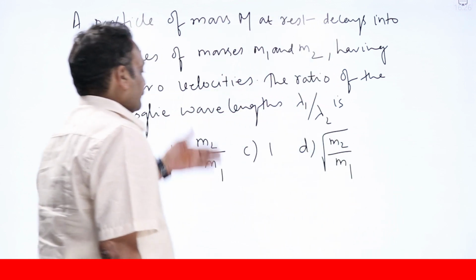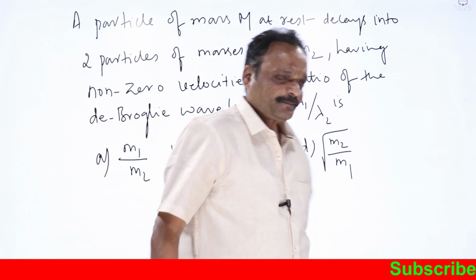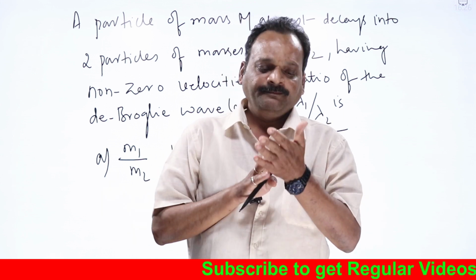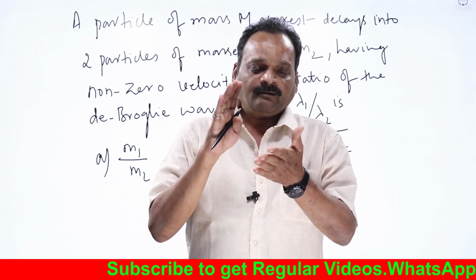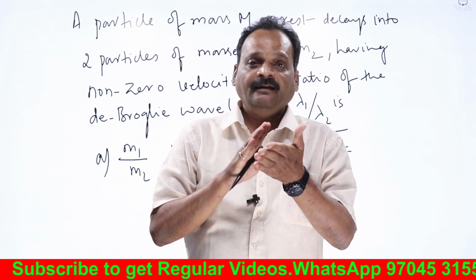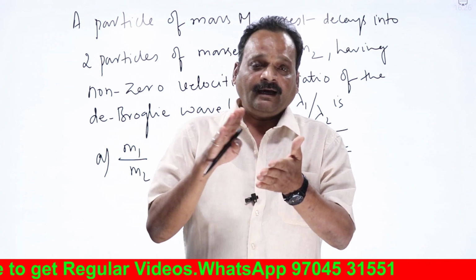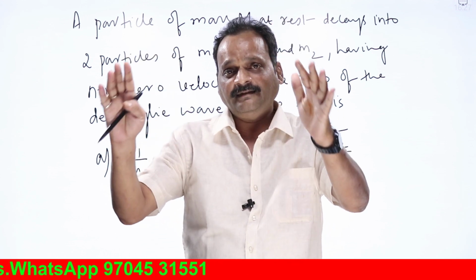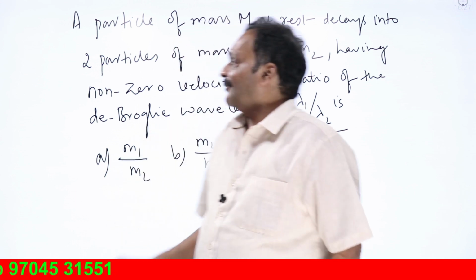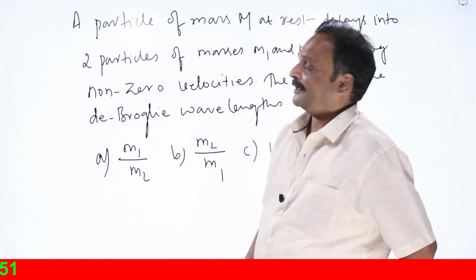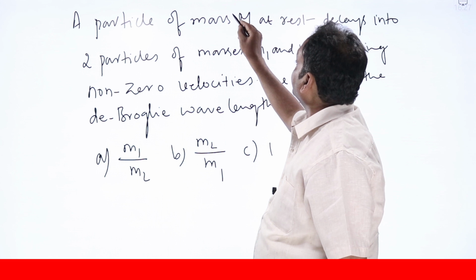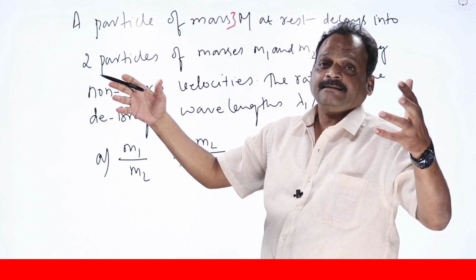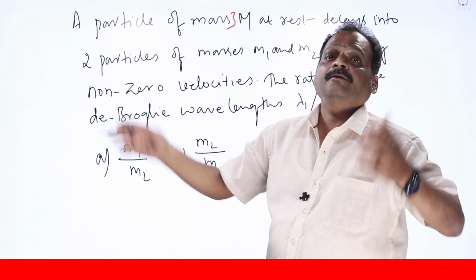Now, why I have chosen this problem is that it has appeared in almost all exams, from 10 plus 2 level, state engineering and medical entrances, to IIT JEE, NEET, IIT JAM, and ultimately GATE also. Only with slight modifications, that's all. For example, a particle of mass 3m decays into two particles with masses m and 2m. What is the ratio of their de Broglie wavelengths, like that?